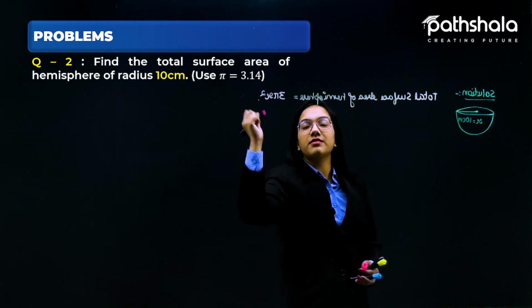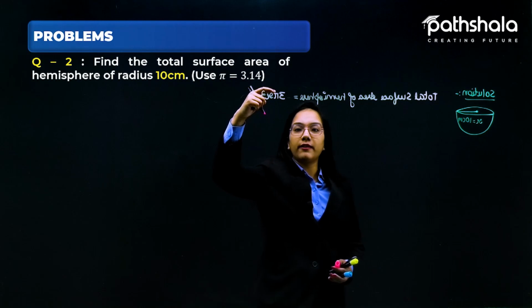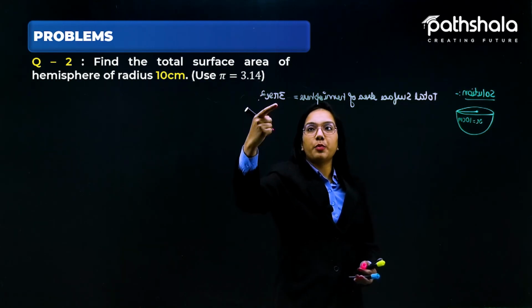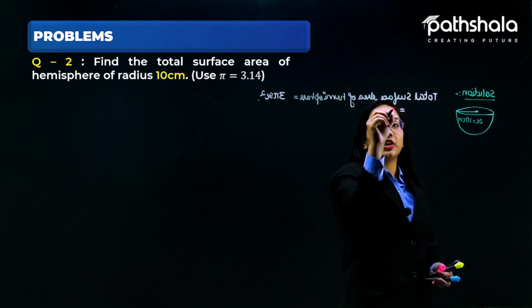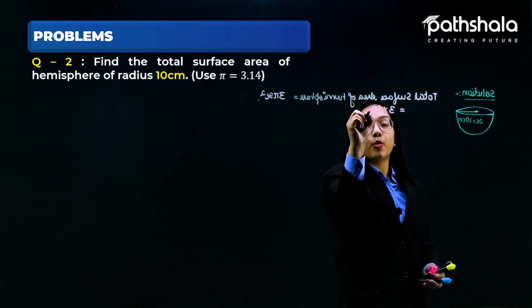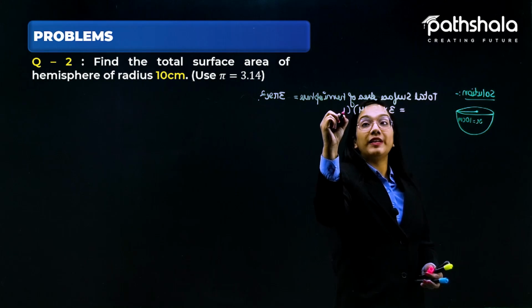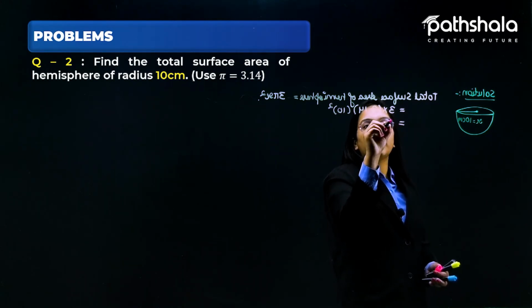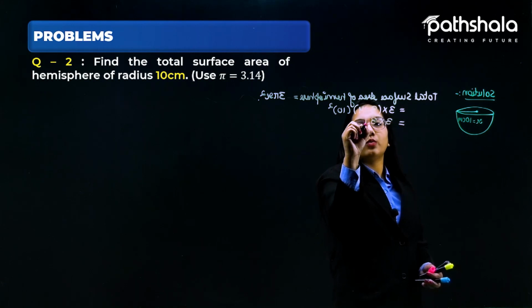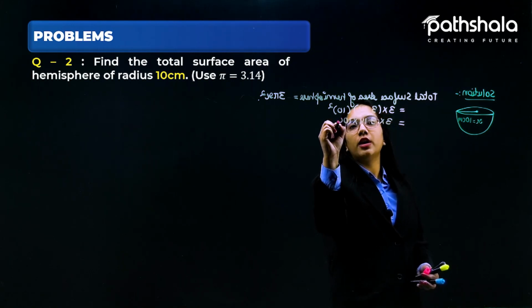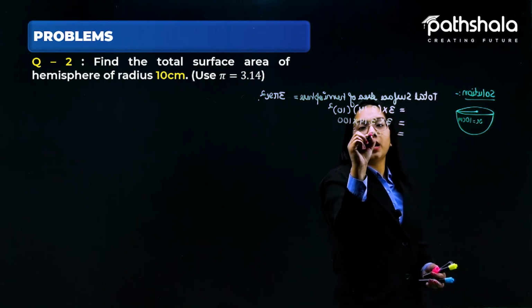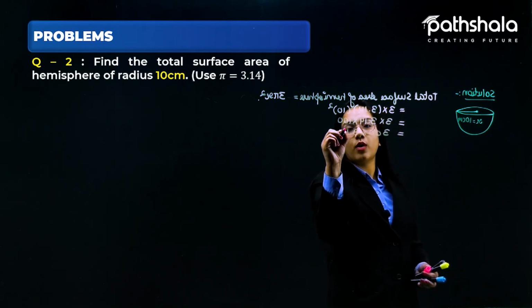In the question it is already given that we have to use pi as 3.14. So plugging in all the values, this is 3 into 3.14, the radius being 10 whole square. So let's sort it out. This would be 3 into 3.14 into 100. At the end we are getting 300 into 3.14.